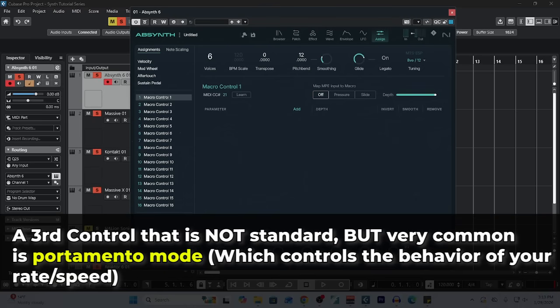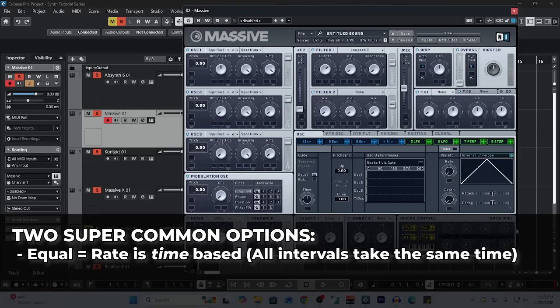Now, a third type of control that isn't necessarily standard, but is still worth mentioning because it is super common, is some sort of method for controlling your portamento mode, or the actual behavior of your rate itself. Here in Massive, we see 2 of the most common: equal and rate. Set to equal, your glide will be time-based.